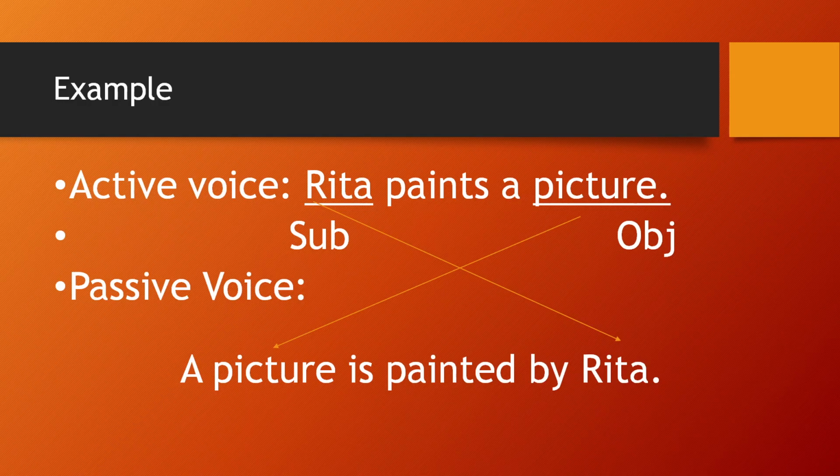Now here we need to focus on the word position. I am not saying interchanging of subject and object. Rather, I am saying interchanging of the position of subject and object. So the final outcome is that this sentence in active voice can be changed to passive voice by this simple task of interchanging the subject and object position, and then we get the passive voice: A picture is painted by Rita.